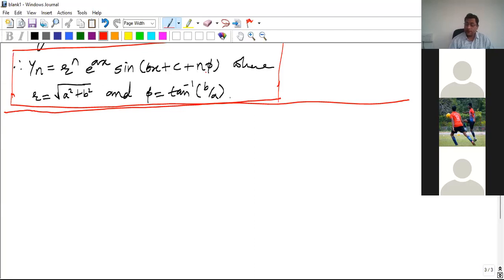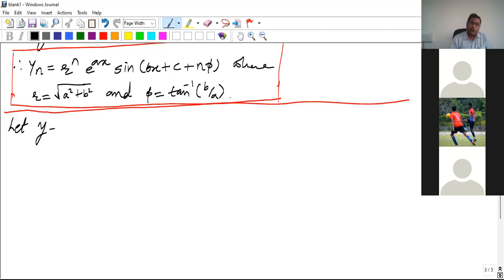Now we are done with the exponential function. We are done with the trigonometric function. We are done with the product of the exponential and trigonometric. So now it comes to algebraic function. How are we able to find the nth derivative of the algebraic function? Let us try to find the nth derivative of the algebraic function.